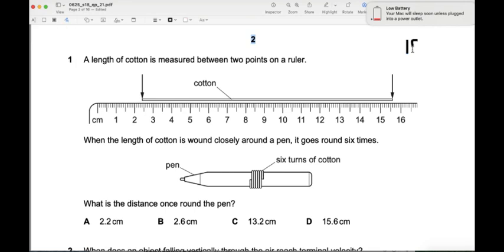We have 50.6. We have to find the difference: 50.6 minus 2.4. So we have to subtract 2.4, and we get 13.2. That's the length of the cotton from the beginning here to the end here.